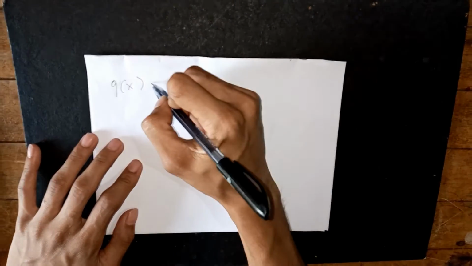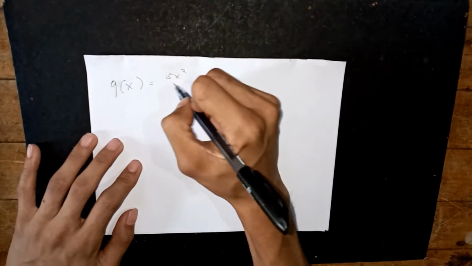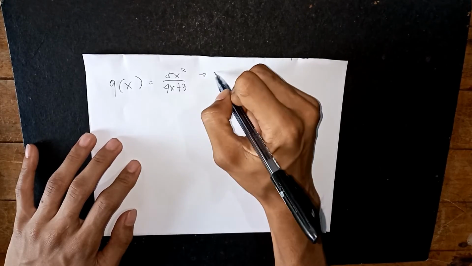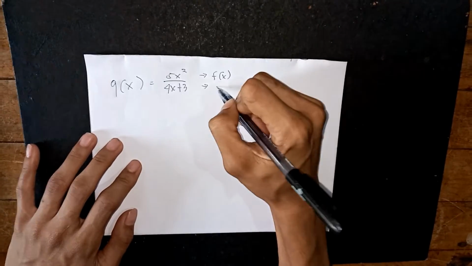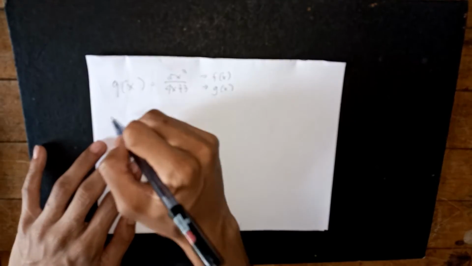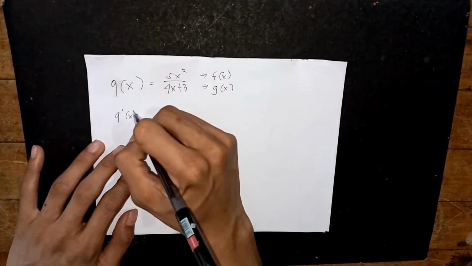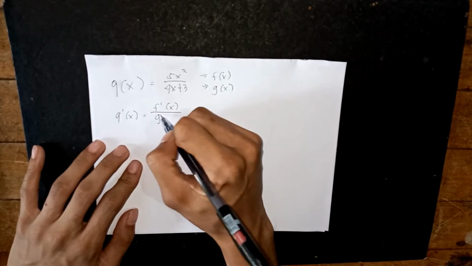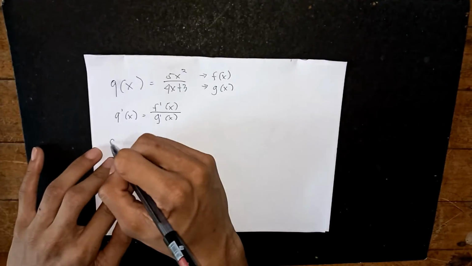Now let's do it the way we did the sum and difference rule. Let's get the derivative of the numerator, which is 10x, and the derivative of the denominator, which is 4. So, we get 10x over 4, which is different and wrong compared to our first answer.